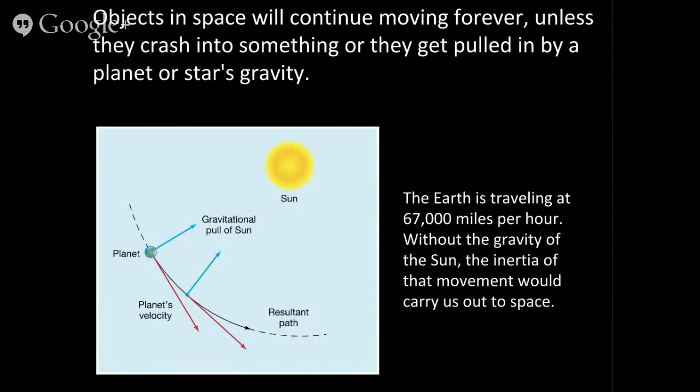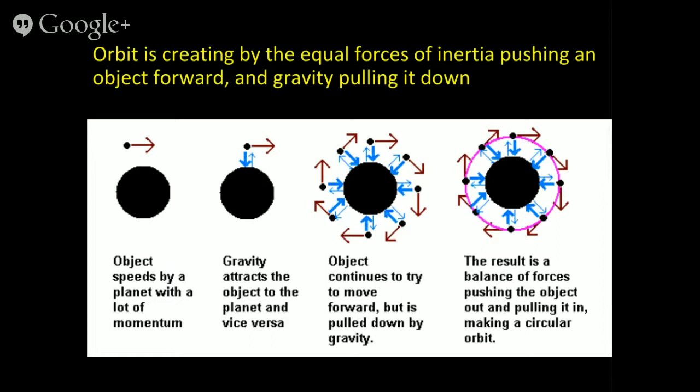It can no longer move forward in a straight line. It starts to move in this path because Earth's gravity is pulling it inwards. Let's look at a second picture to show us how these two forces work together. So an orbit is created by the equal forces of inertia pushing an object forward and gravity pulling it down.